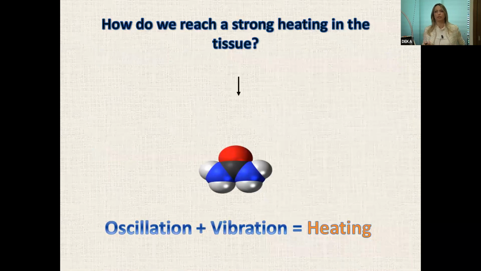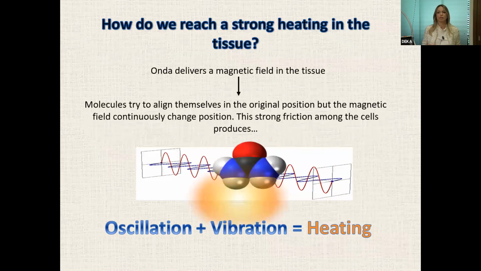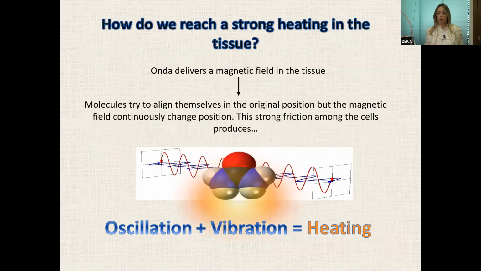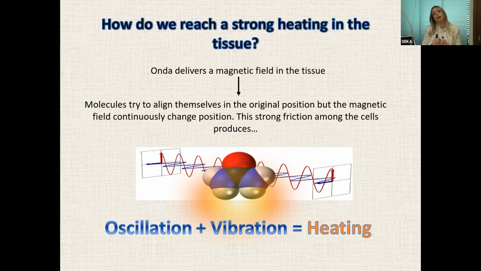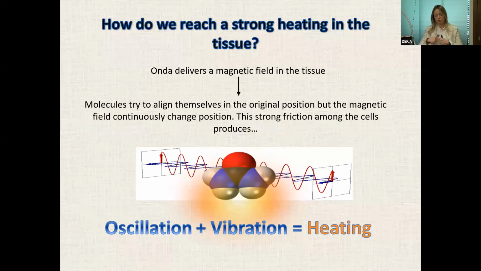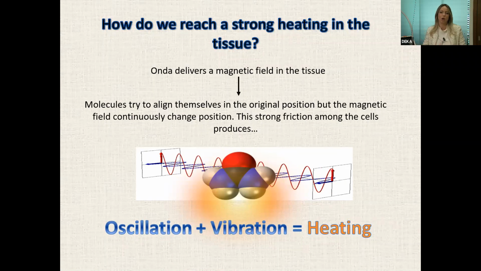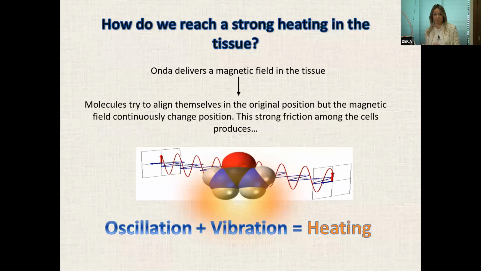How do we reach a strong heating in the tissue? Well, Onda delivers a magnetic field into the tissue. So when molecules are crossed by this magnetic field, they start moving, they start doing a very strong friction to find their original position. This strong friction made by oscillation and vibration movement produces the heat. We can heat the fat to 55 degrees. Why? Because molecules in the fat layer will move faster than molecules in the skin layer. For this reason, we are selective in adipose tissue.